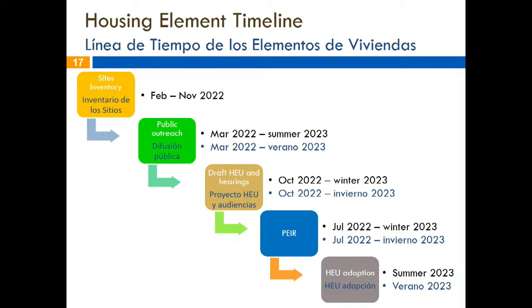And the county also kicked off environmental review this past summer in July, and we held a scoping meeting for the Programmatic Environmental Impact Report, or PEIR, back in August. And the county will continue working with our consultants to draft the EIR until winter 2023. And finally, the county expects to adopt the housing element update and the EIR in summer of 2023.